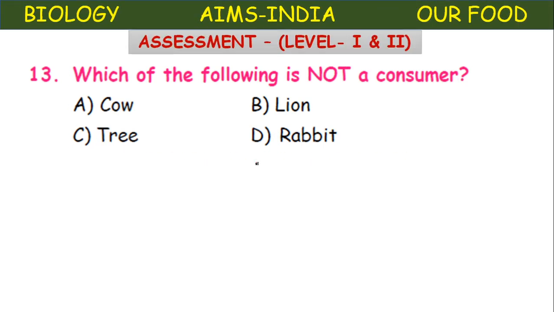Which of the following is not a consumer? Cow, lion, tree, rabbit. It is the tree which is a producer, it is not a consumer.